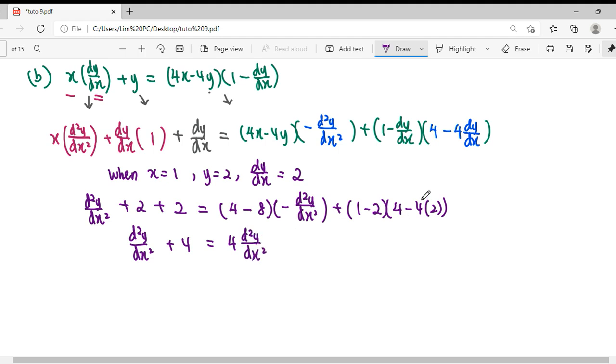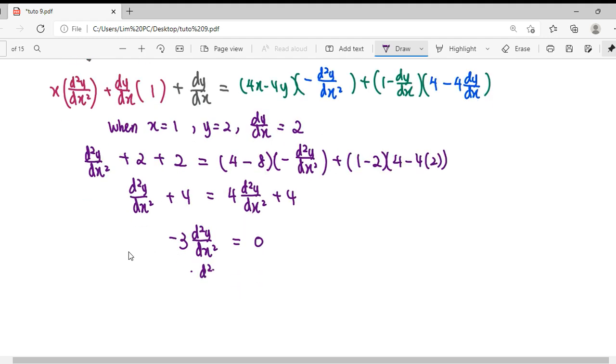So how about the value inside here? Negative 4, then negative 1, positive 4. So move this to the left hand side, minus 4. So negative 3 d2y dx squared. This is 0, so 4 minus 4 is 0. So d2y dx squared, 0 divided by negative 3, is 0.